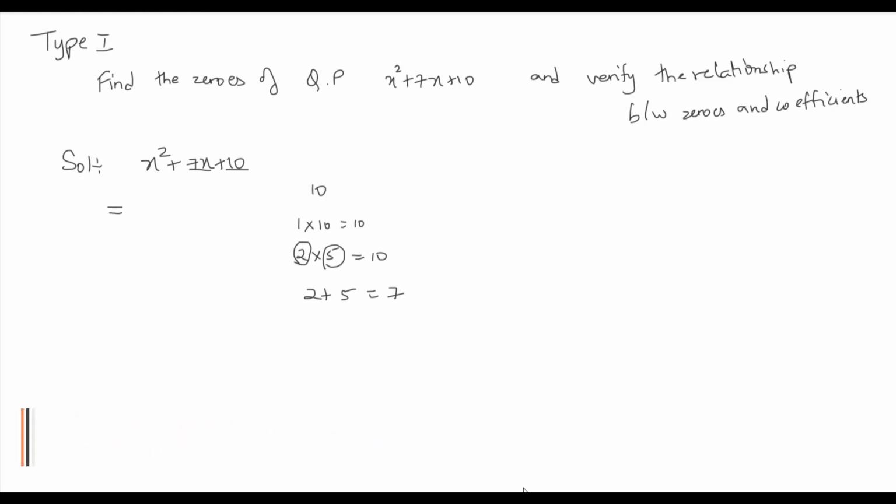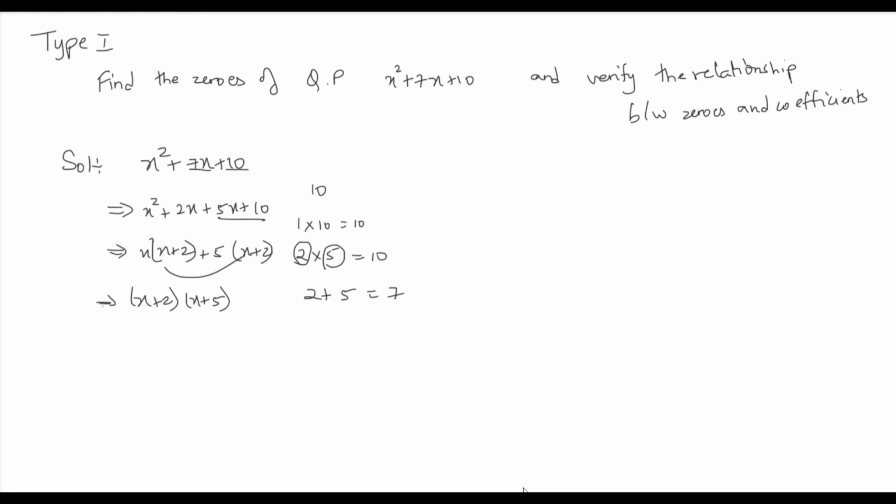So in the place of 7x, I will substitute 2x plus 5x plus 10, which will give us x common, x plus 2, plus from these two 5 common, x plus 2. Now these two are same, x plus 2, and the other factor will be x plus 5. Therefore, the two factors are x plus 2 and x plus 5.